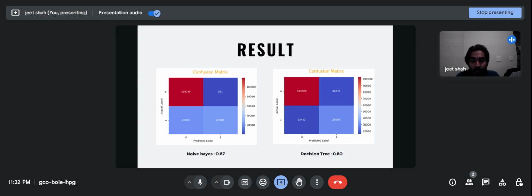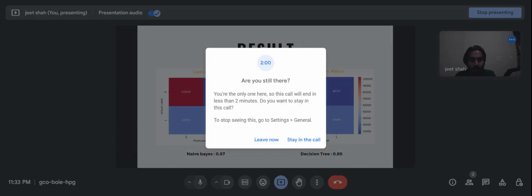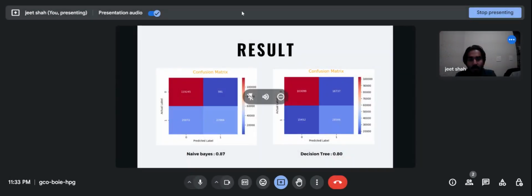With the naive Bayes model, we were getting really good accuracy, which was about 0.87. That means that we can use this to make sure that a proper tow vehicle is deployed or not, or make some crucial decisions based on it. And even the decision tree was yielding really good accuracy of 0.80. Next, let's get into the result.